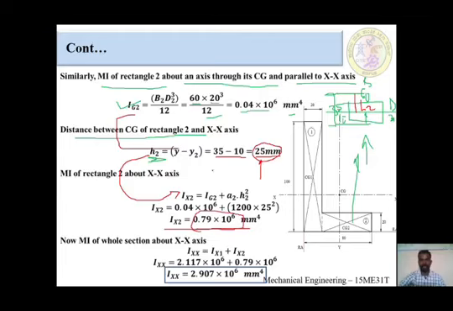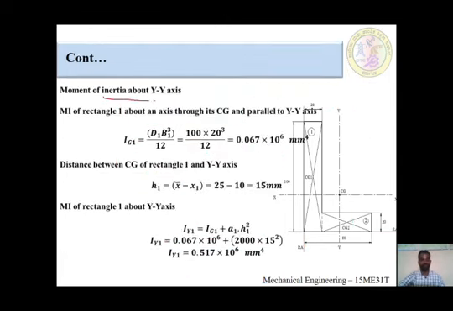After finding the individual moments of inertia, we put the two individual component calculations in this formula. You will get the moment of inertia of the whole section about the x-axis. Ixx1 we got is 2.117 into 10 raised to 6 plus Ixx2 we got 0.79 into 10 raised to 6. The total summation of these two is 2.907 into 10 raised to 6 millimeter raised to 4. After calculating the moment of inertia about the x-axis, in the next slide we are going to calculate the moment of inertia about the y-axis.